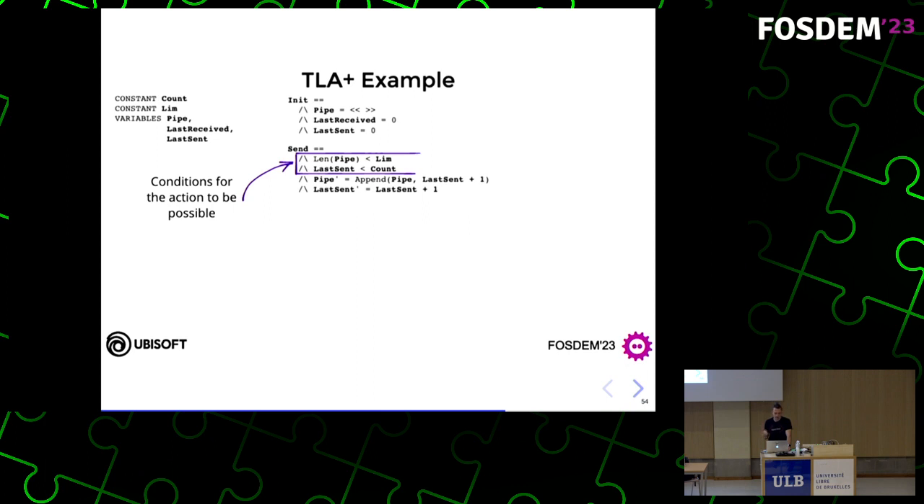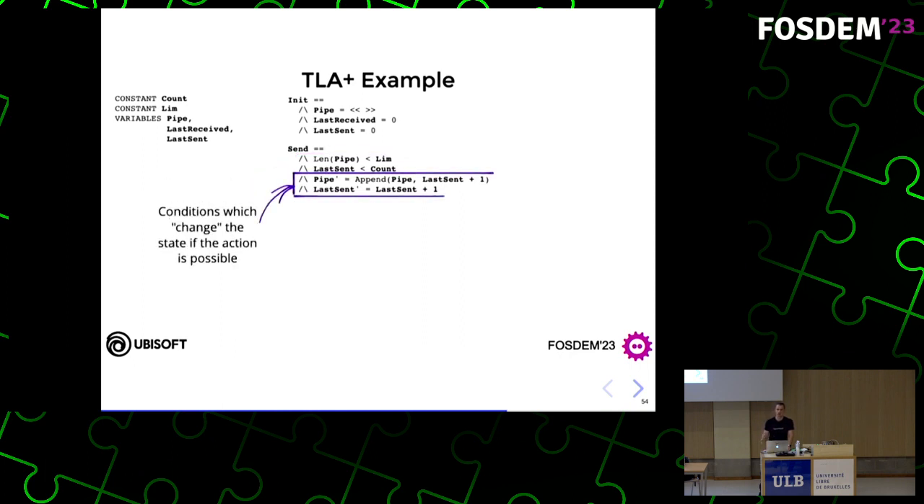So here I say send is possible when queue is not full and when I still have items to send, so not everything pushed yet. In the second group, I tell what changes should be done when the first group is true, so when the condition is true. Here I say if the first part is true, then I add a new item to the pipe storage. As items, I use numbers, and I increment the number of sent items, of pushed items. The problem is, as you could see, probably there is no real distinction between those two groups. It's imaginary.